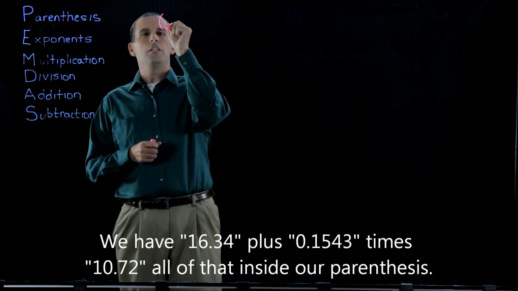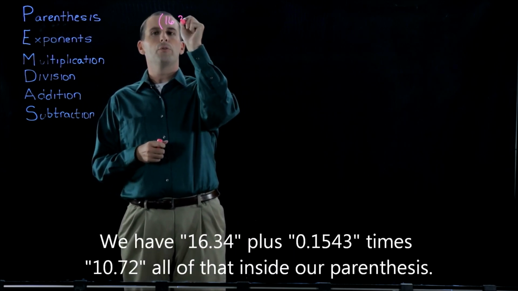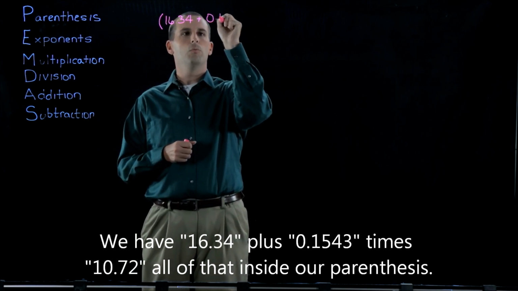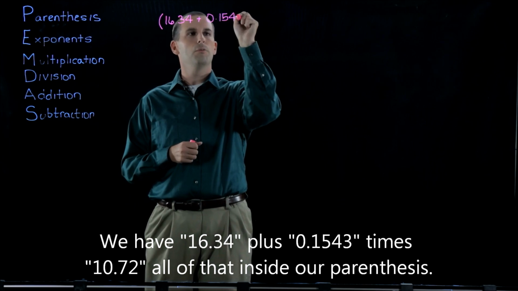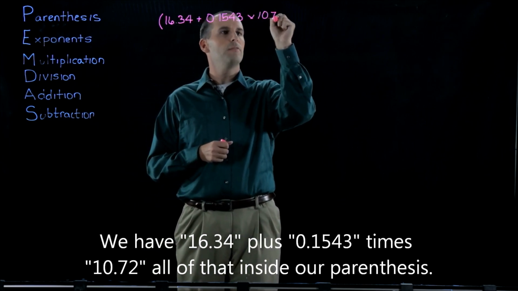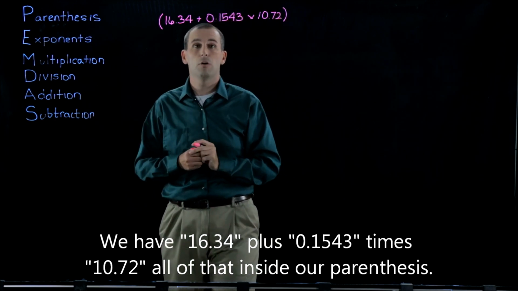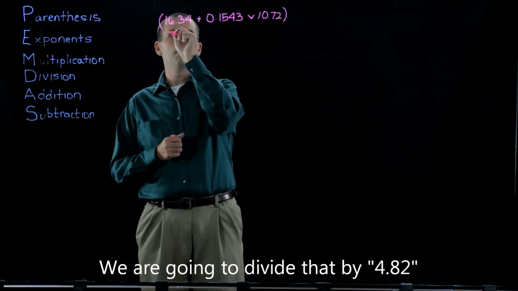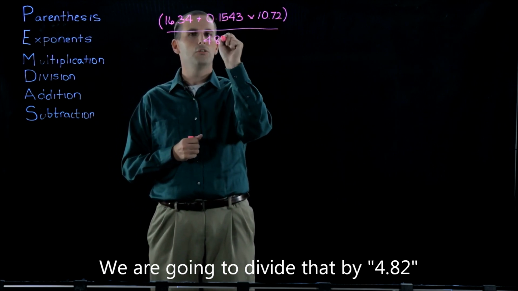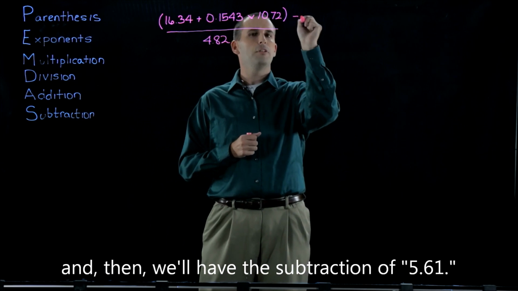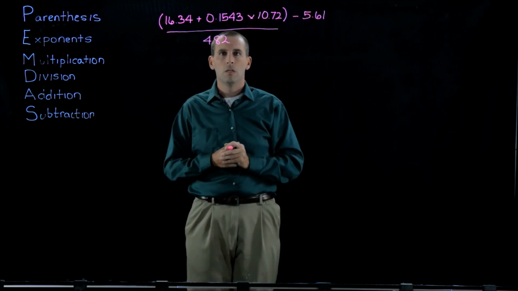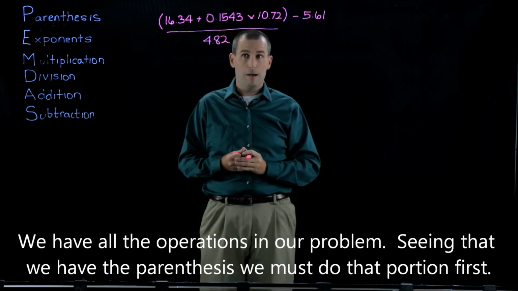We have 16.34 plus 0.1543 times 10.72, all of that inside of our parentheses. But we're going to divide that by 4.82, and then we'll have the subtraction of 5.61. We have all the operations in our problem.